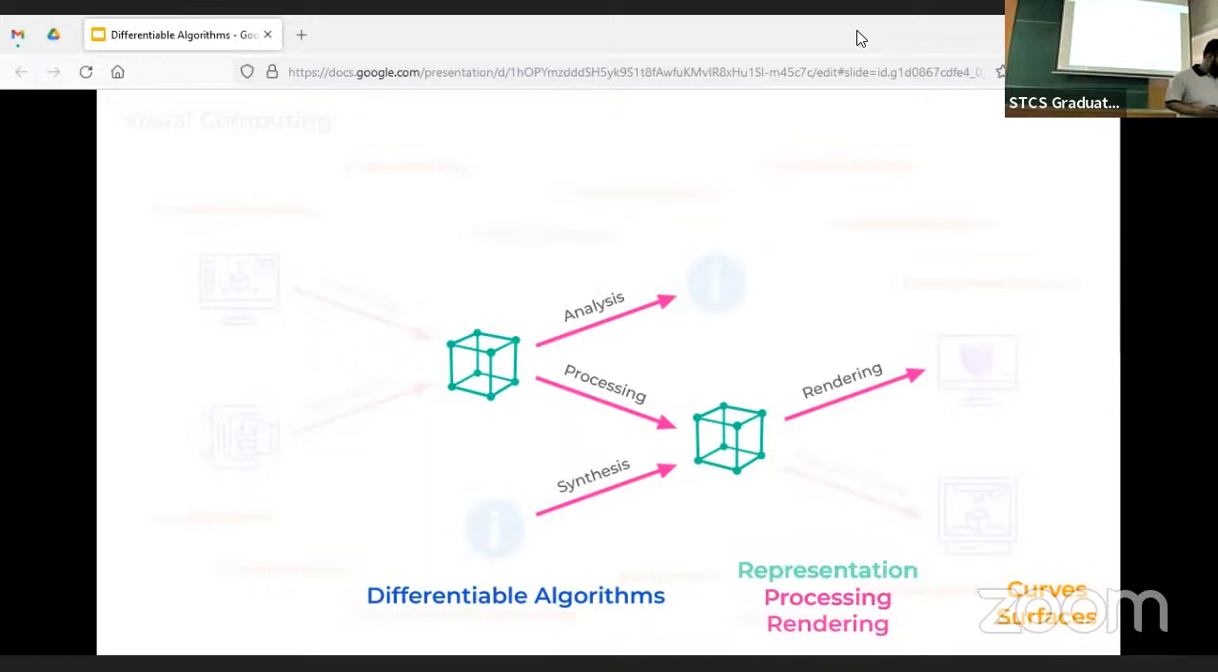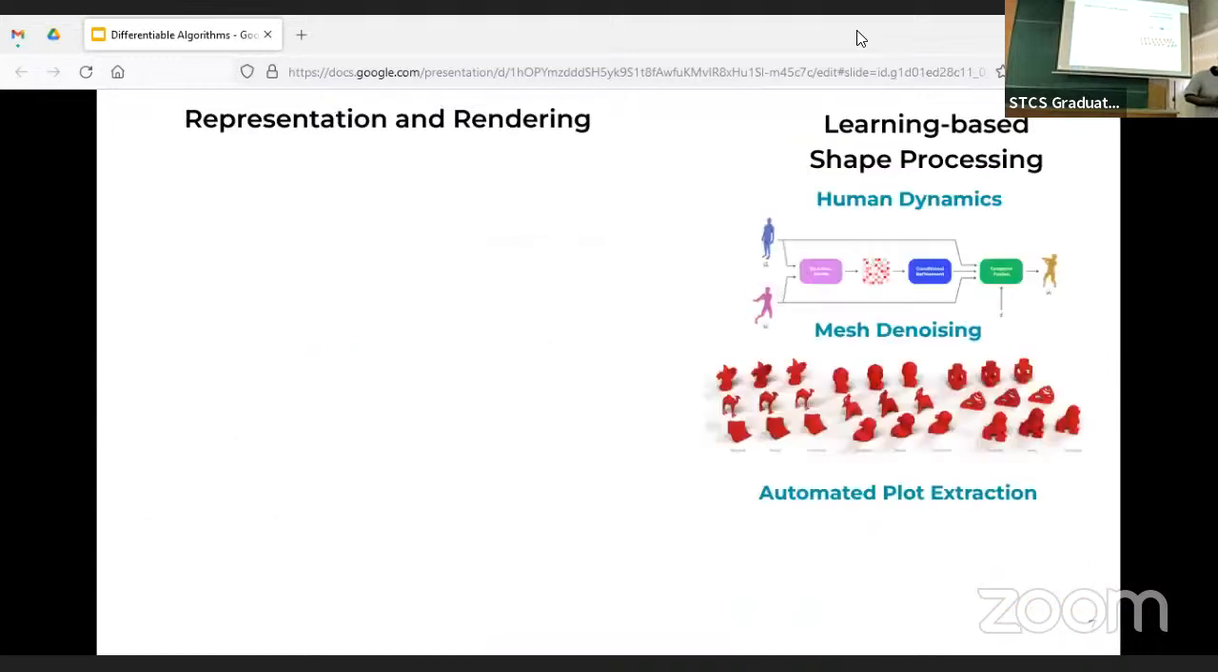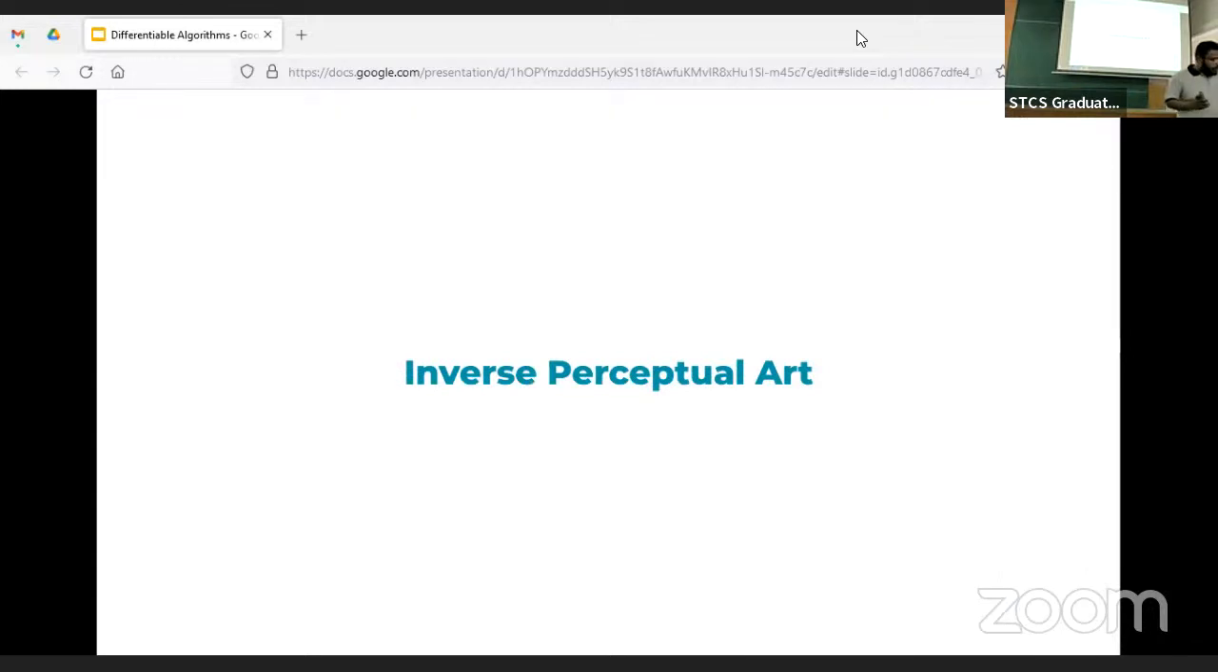Let's skip this one. So there will be two parts. In the first part, I would talk about representation and rendering of shapes, and in the next part, I'll talk about processing of shapes. So here I'll start with the first topic, which is inverse perceptual art. The application here is art based, where we design some problem, and it would involve representation and rendering.